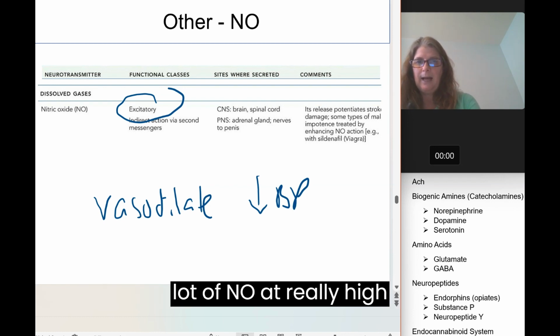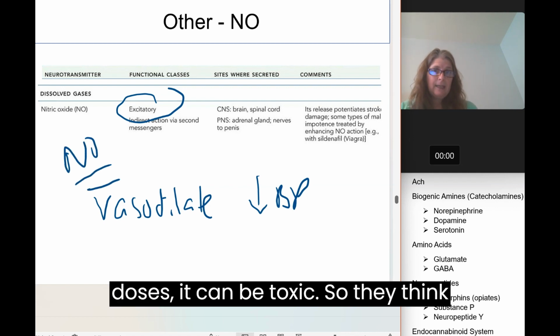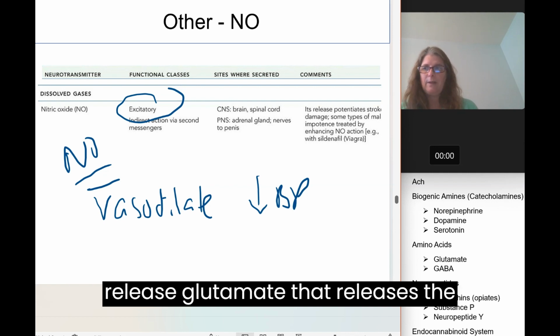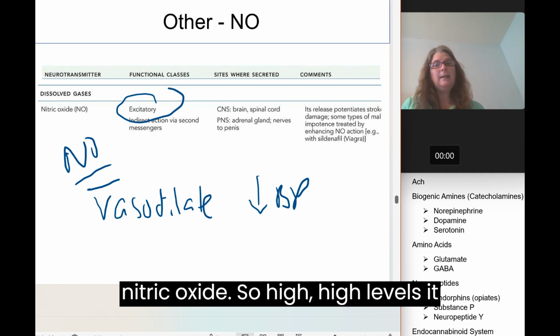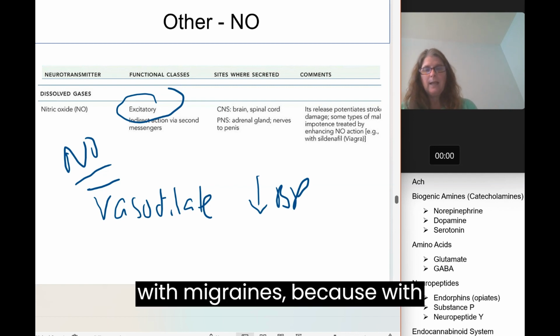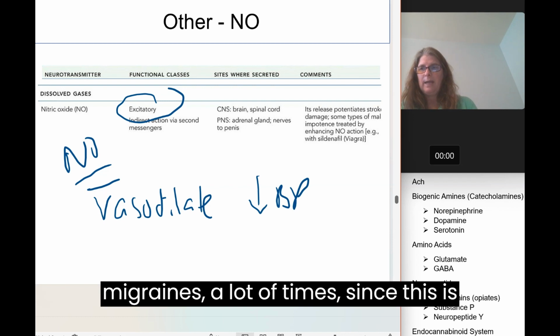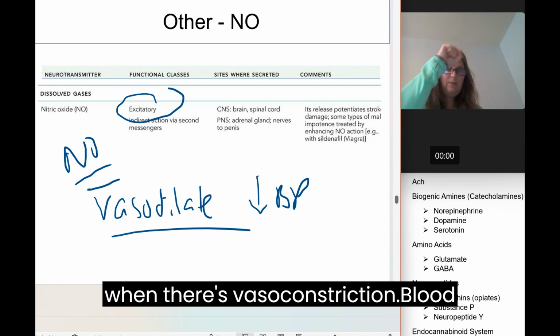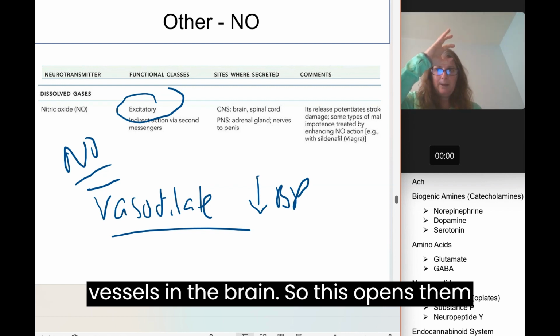And then when you release a lot of NO at really high doses, it can be toxic. So they think perhaps when neurons are damaged, they release glutamate. That releases the nitric oxide. So high levels can be toxic. But they also look at this with migraines because, since this is a vasodilator, some migraines happen when there's vasoconstriction of blood vessels in the brain. So this opens them up.